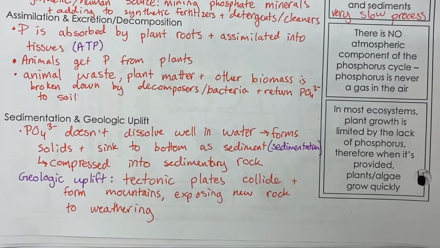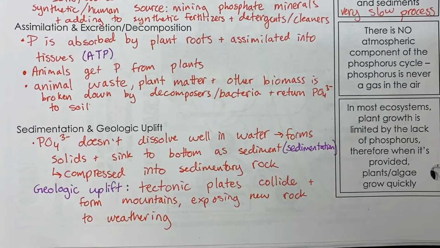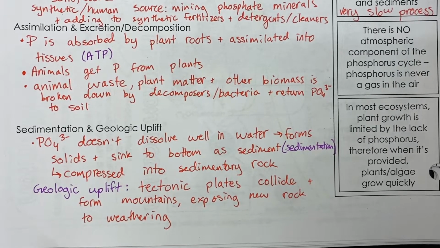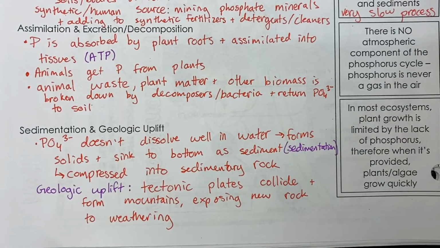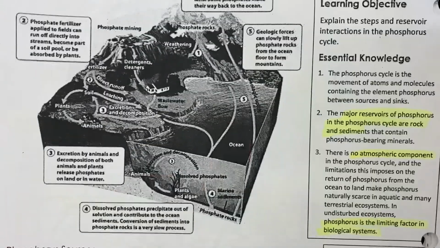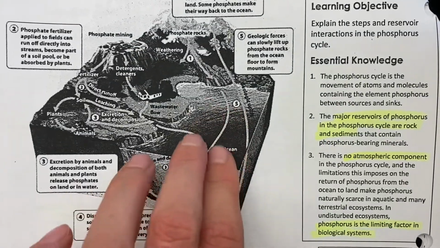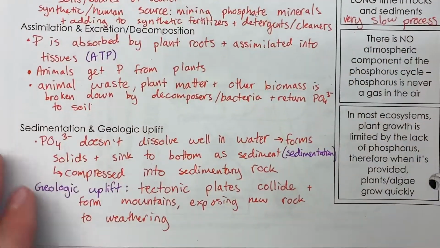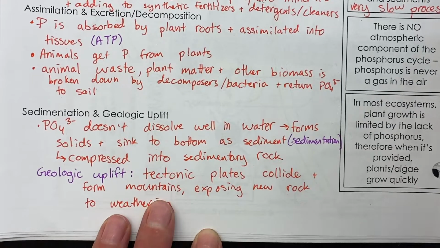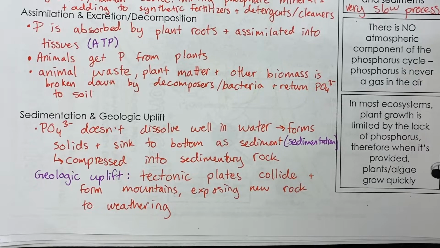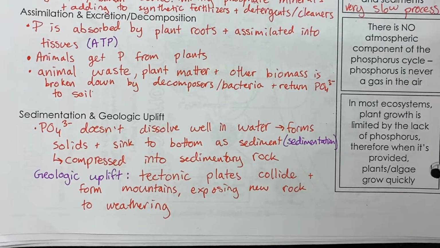Lastly, I want to talk about sedimentation and geologic uplift. Phosphate doesn't really dissolve that well in water. So when it gets into the waterways through runoff, it forms a solid and it can sink to the bottom as sediment. This process is called sedimentation. So you have your phosphorus washing into this waterway and over time it's going to sink down. And then the pressure of all that water on top of it is going to compress those sediments into sedimentary rock. And now we have this rock containing phosphorus at the bottom of the ocean.